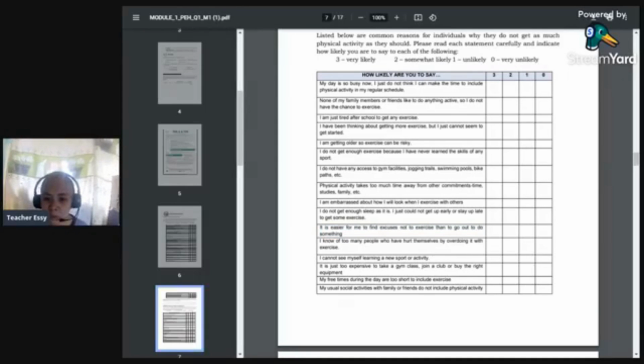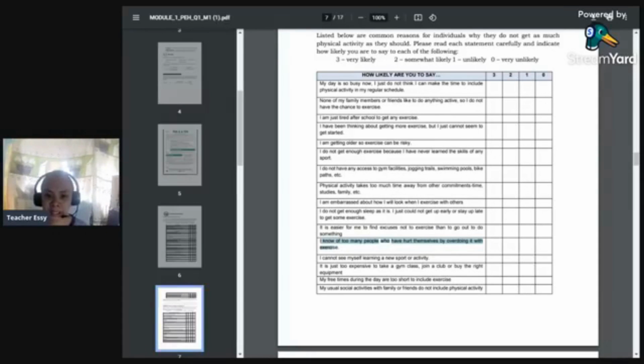12. I know of too many people who have hurt themselves by overdoing it with exercise. Number 12. Do you think you would say na ang dami ko kasing kakilala na injured dahil sa physical activity, dahil sa exercise, dahil sa Zumba, dahil sa pagbabike, dahil sa sports? Would you be saying that? And that is number 12.